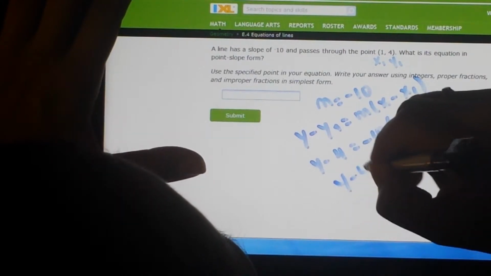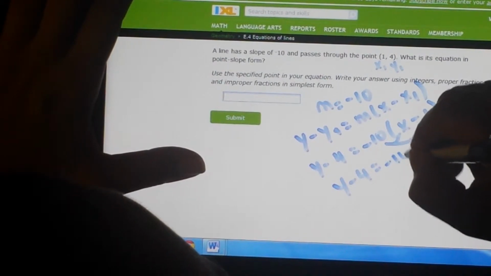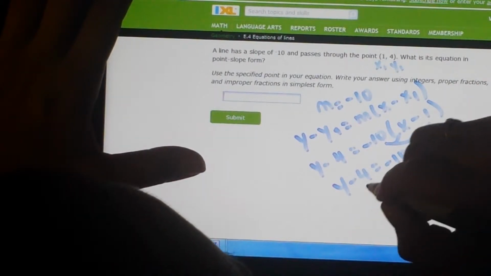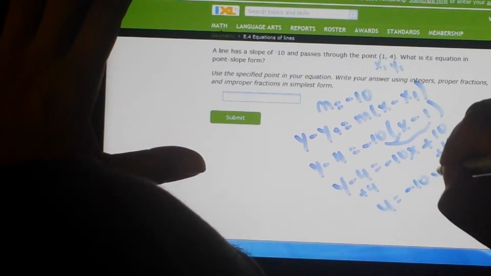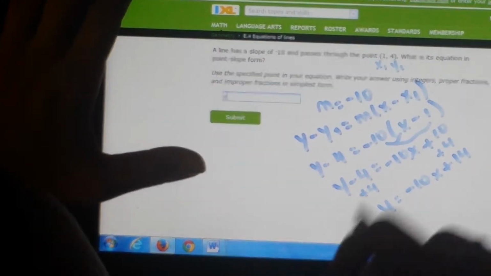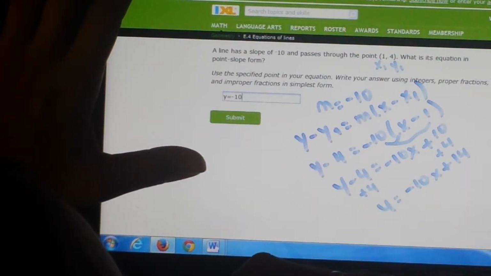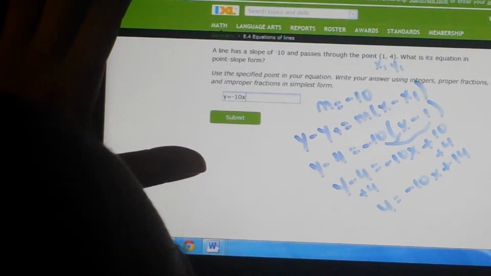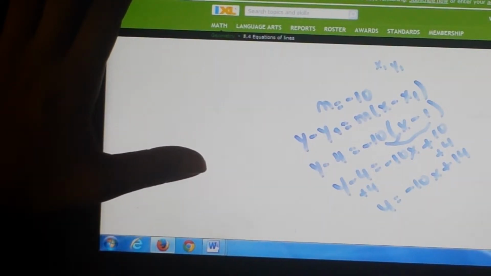Go ahead and simplify. Y minus 4 equals, open the house, say hi to everybody. So negative 10x, negative 10 times negative 1 is positive 10. Right? Make y the subject, so I'm going to add 4 to both sides. So y equals negative 10x, 10 plus 4 is 14, so plus 14. That's my equation. So y equals negative 10x plus 14. Oh, I did not say plus. I meant to say plus 14. All right, go ahead and submit.